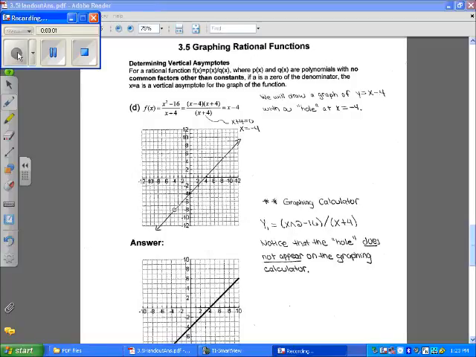Look at the worksheet 3.5, part D. We're going to graph this rational function. This one's a little bit different than the past couple examples here. If you take a look at this rational function, the numerator factors to x minus 4, x plus 4, and then the denominator is just x plus 4.